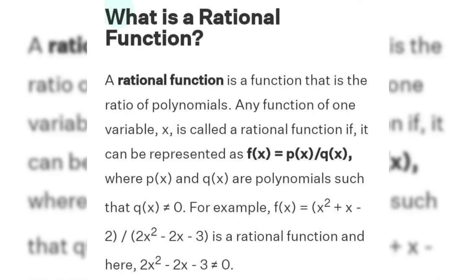What is a rational function? A rational function is a function that is the ratio of polynomials. Any function of one variable x is called a rational function if it can be represented as f(x) equals p(x) over q(x), where p(x) and q(x) are polynomials such that q(x) is not equal to 0. For example, f(x) equals (x squared plus x minus 2) over (2x squared minus 2x minus 3) is a rational function, and here 2x squared minus 2x minus 3 is not equal to 0.